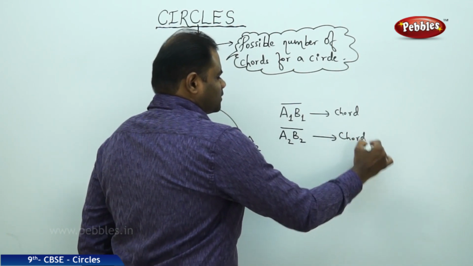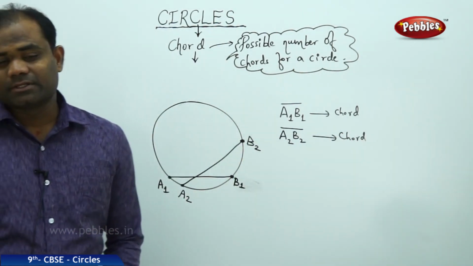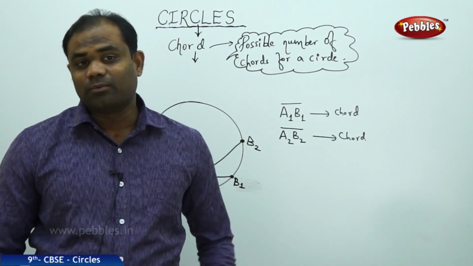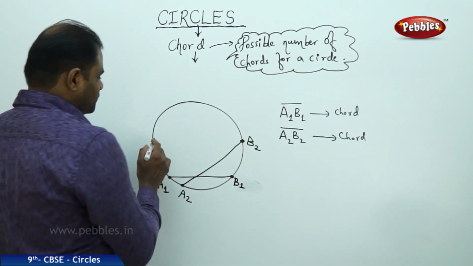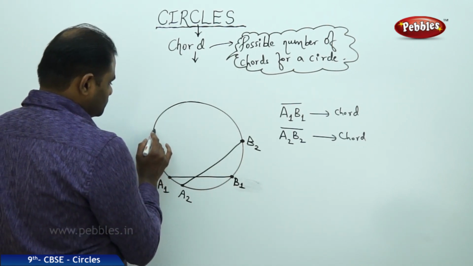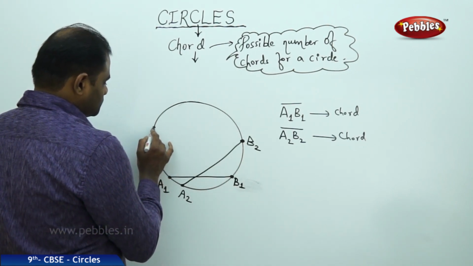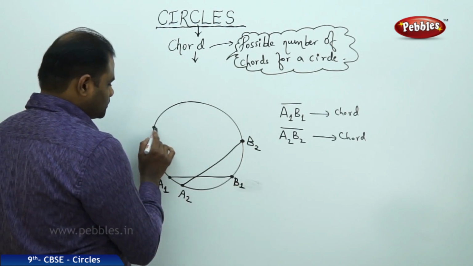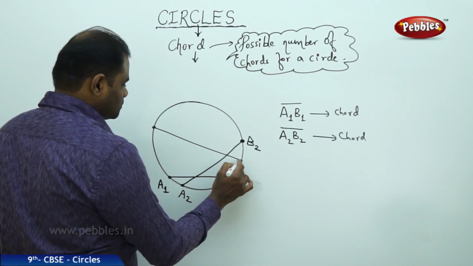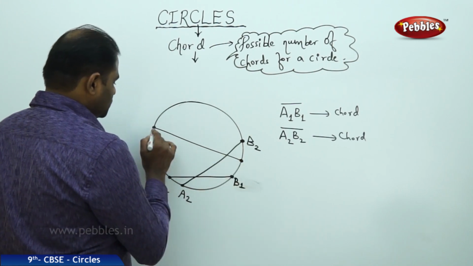Is also a chord. Let's investigate with one more set of points taken on the circle. So let me take a different set of points. Here I take a point and here I take a point. And then I join the 2 points.